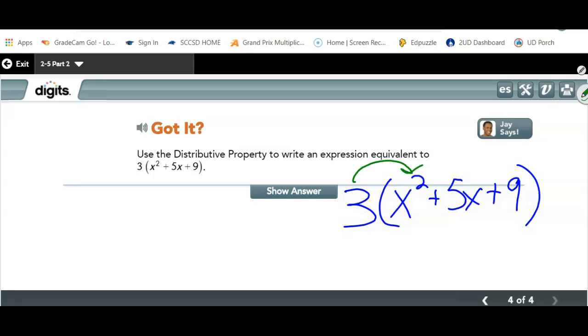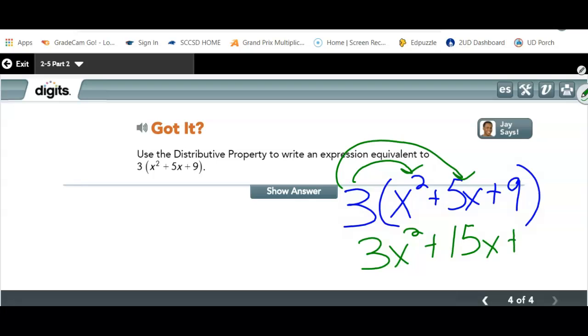3 gets distributed to x squared. What's that going to equal? Caden? Yeah, it equals 3x squared plus my 3 gets distributed to 5x. What's that going to equal? Sydney? It's going to equal 15x plus my 3 gets distributed to the 9. It's going to be, Alex? 27. That is simplifying using the distributive property.